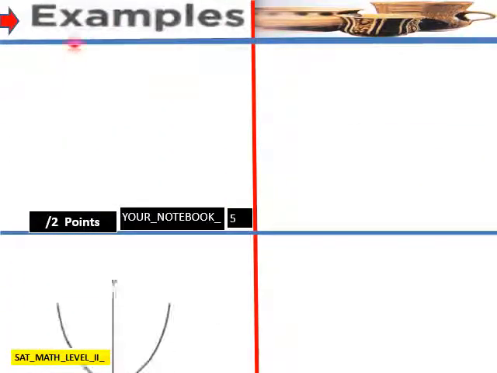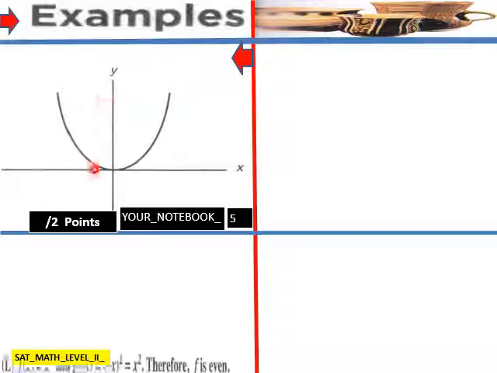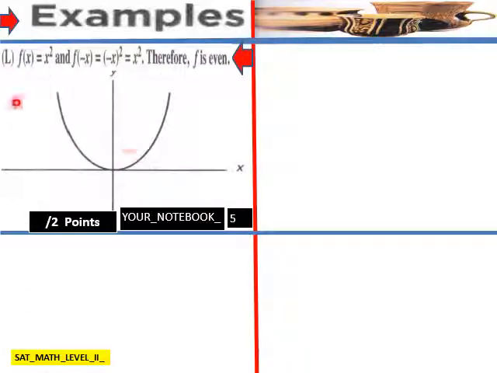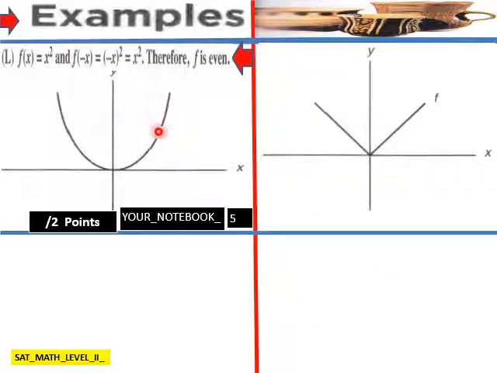Okay, let's try an example here. We have this graph here. For f of x equals x squared, f of negative x equals negative x squared, which equals x squared. Therefore, f is even. So this would be a situation where this function is an even function.